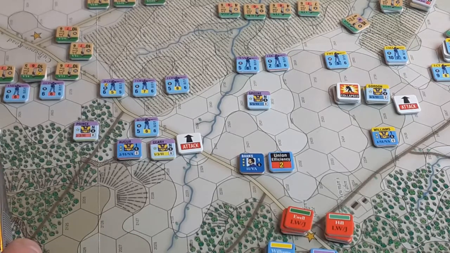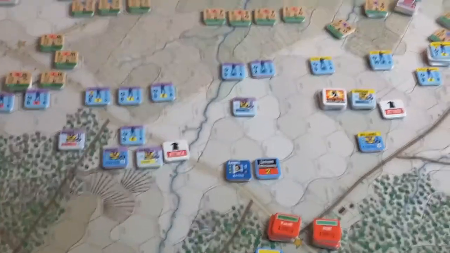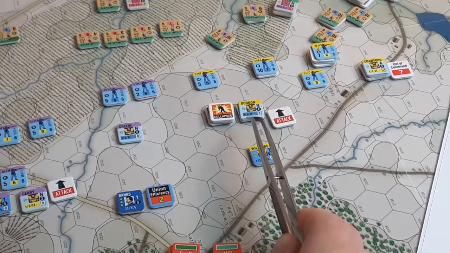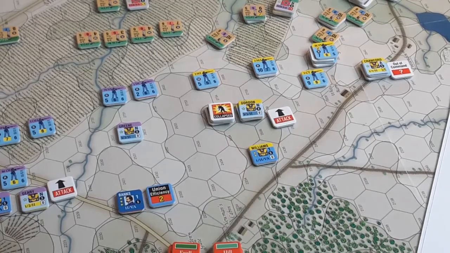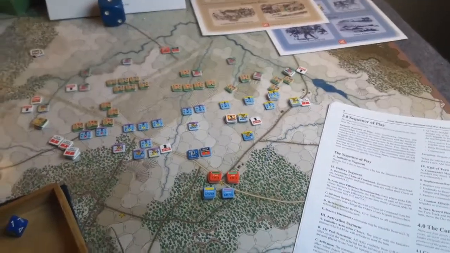And brigadiers also have a similar range. It's their command range. Here's one right here. I don't know if you could see him. Let's move it over a little bit. You can see Gordon right there. He has a 4 in a black circle. So, yeah. That's how that works.